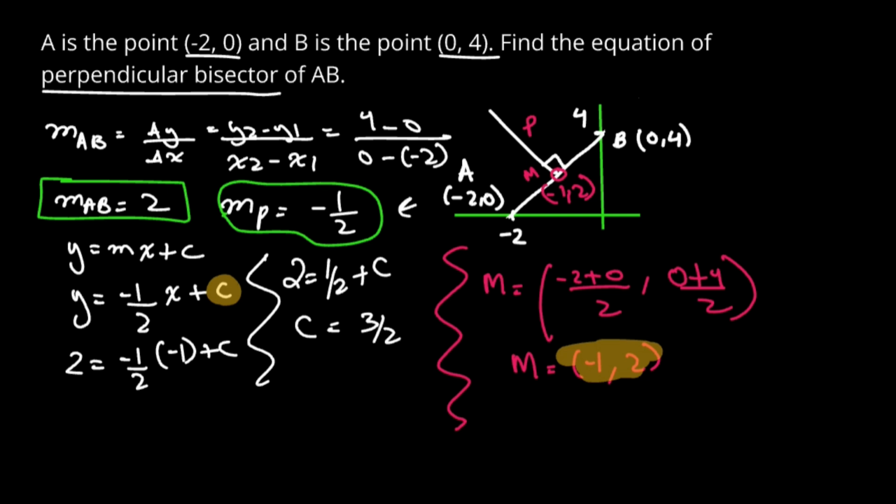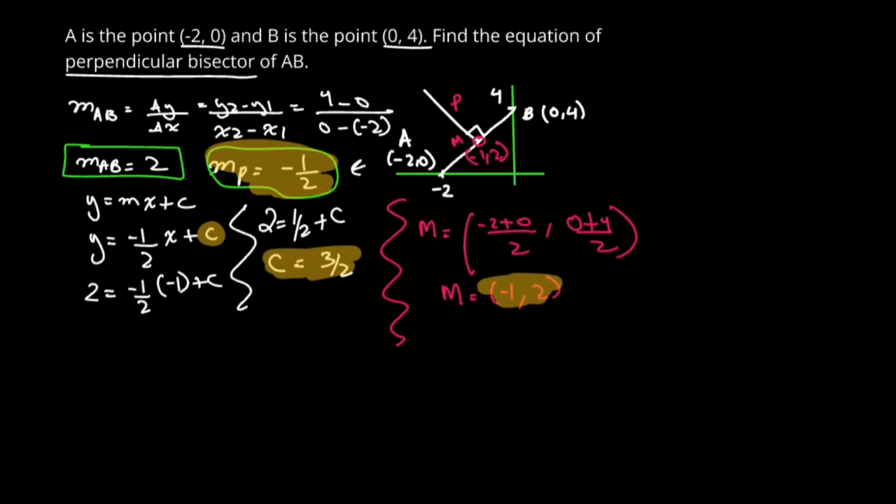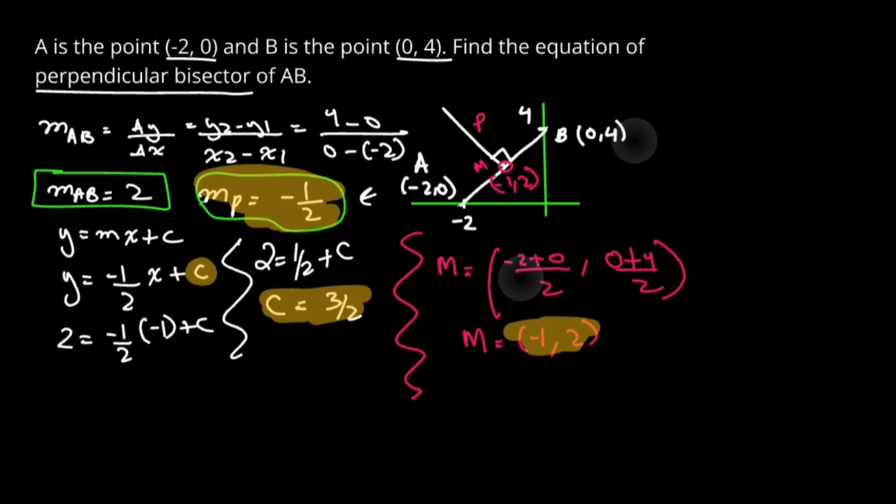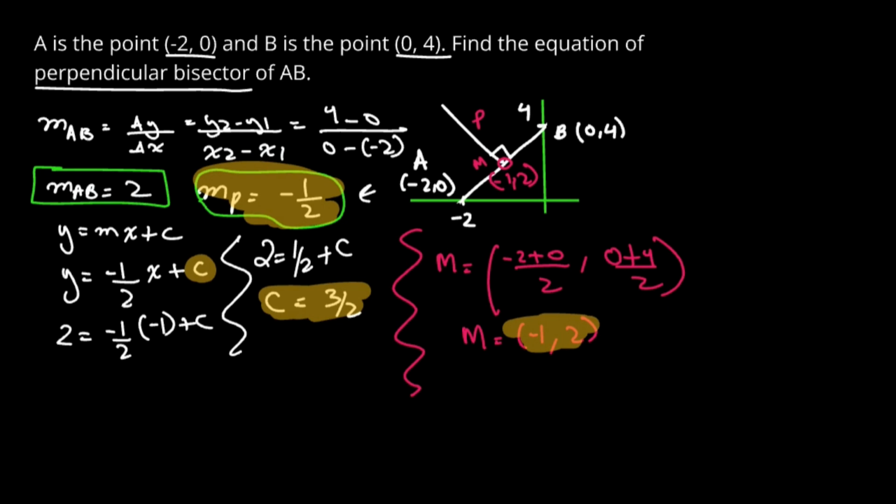Now for the equation of the perpendicular bisector, you have both things, the gradient and the y-intercept. So the equation of the perpendicular bisector becomes y equals negative 1 over 2 x plus 3 over 2.